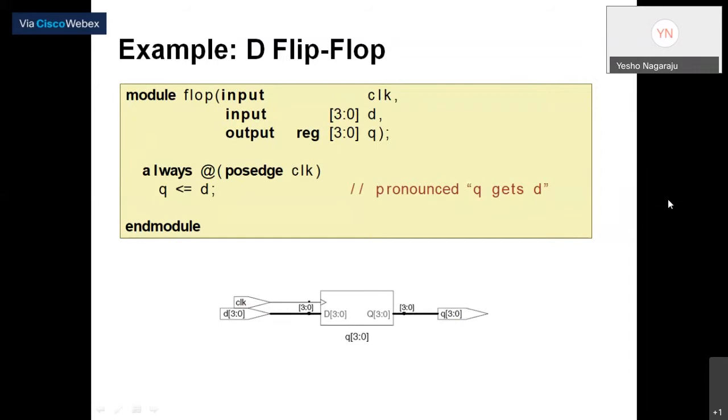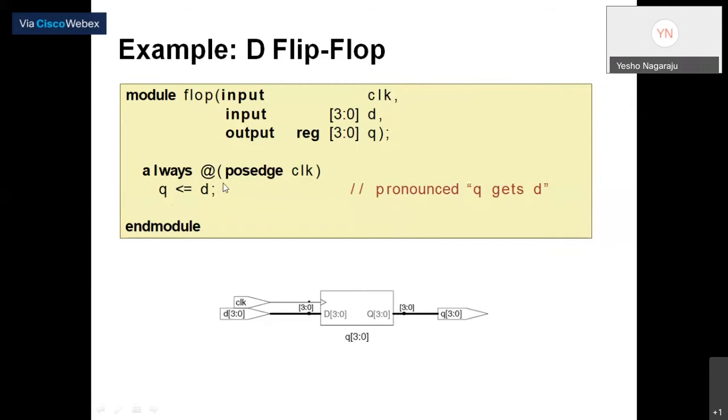Before going in depth, let us see how we realize a 4-bit flip-flop, that is, four flip-flops. We have an input clock. Any sequential circuit has one common input signal, that is the clock. The other input is D, which is 4 bits long, and the output Q is also 4 bits. Output and input are vectors, and Q has been declared as reg because it is being assigned in an always statement.